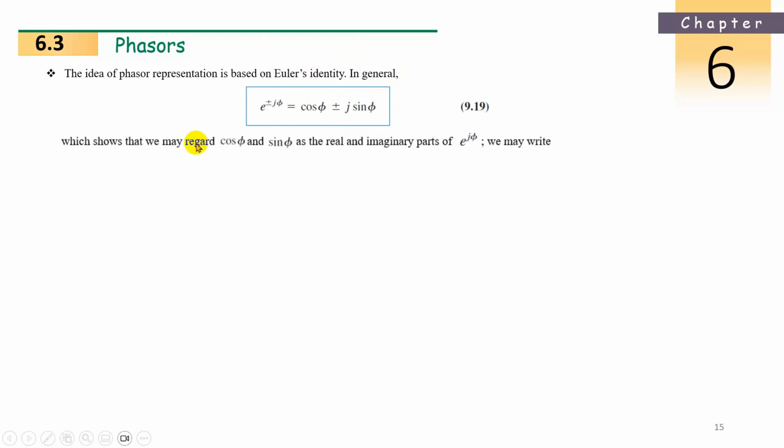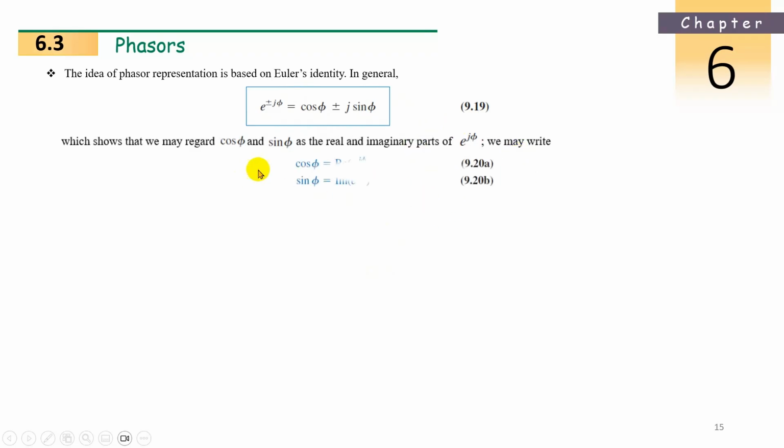This shows that we may regard cos phi and sin phi as the real and imaginary parts. So cos phi will come as the real part and sin phi will come as the imaginary part of e power j phi. So we are separating e power j phi into cos phi and sin phi, where cos phi will represent the real part and sin phi will represent the imaginary part of your complex number.